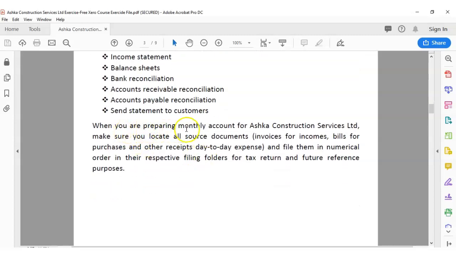When you are preparing monthly accounts for Ashker Construction Services Limited, make sure you look at all source documents, invoices for income, bills for purchases and other receipts, day-to-day expenses, and file them in numerical order in the respective filing folders for tax and future reference purposes.